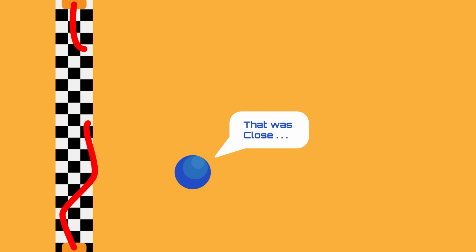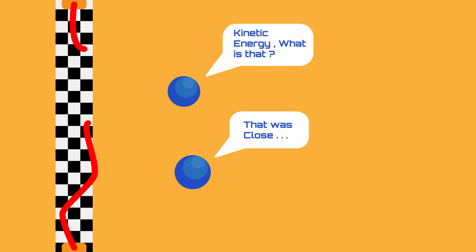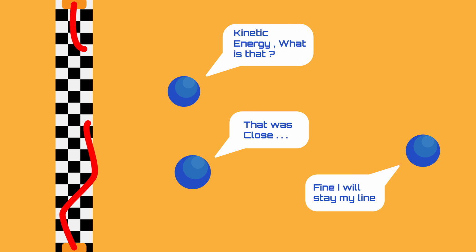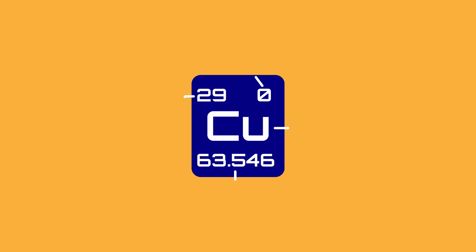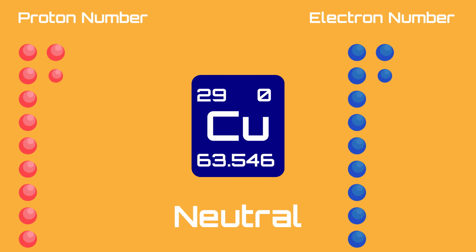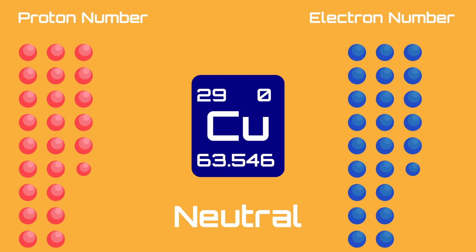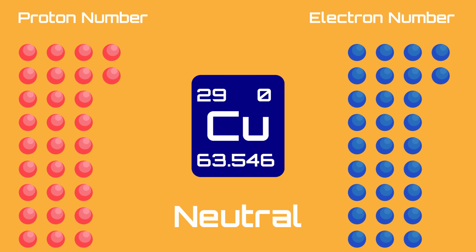The answer is the speed of electrons, just a percent less than the speed of light, and that brings kinetic energy which keeps electrons on orbits and prevents crashing into the nucleus. The number of electrons of an atom is equal to its proton number. That means the atom is not positively or negatively charged, it is neutral.